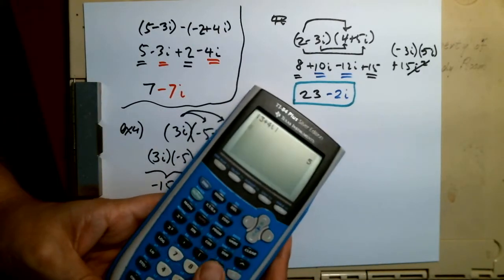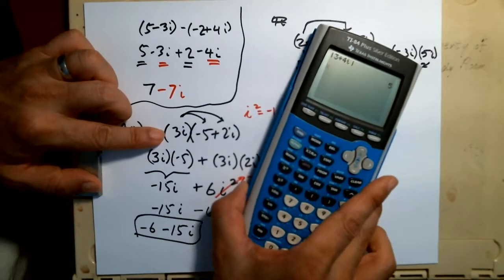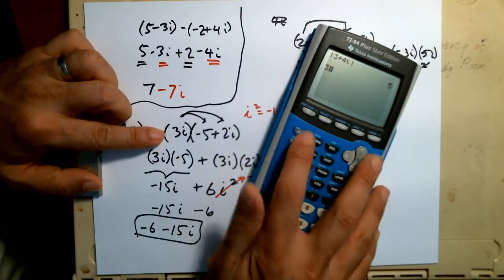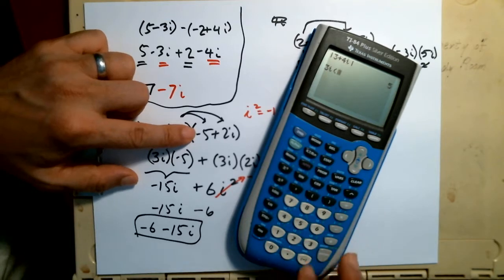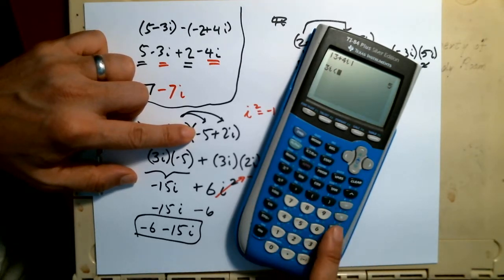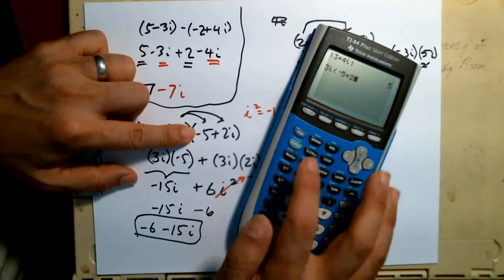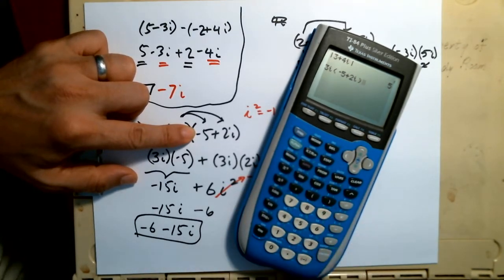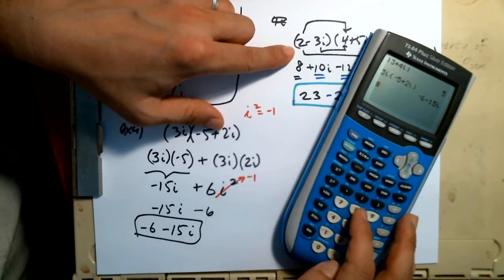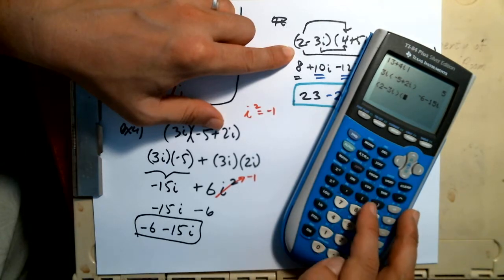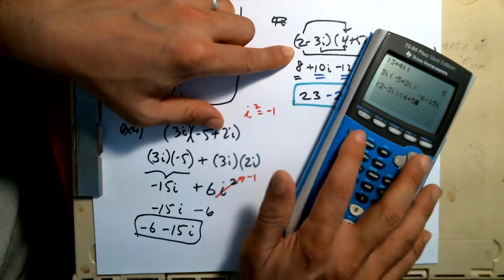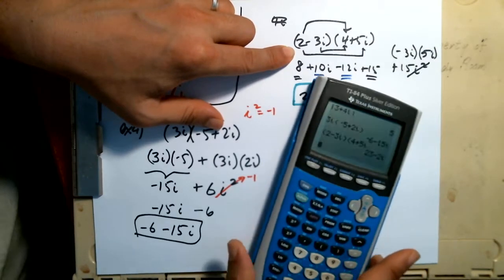Let's do this one first. 3i, second and above the dot, parentheses, negative 5. You have to use this negative right here. You cannot use this minus. Negative 5 plus 2i. There it is. And then press enter. Negative 6 minus 15i. Let's try the second problem. Parentheses 2 minus 3i. There it is. And parentheses times 4 plus 5i. And there it is. 23 minus 2i.